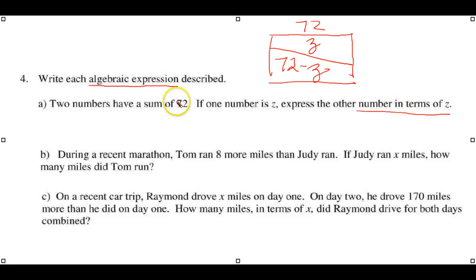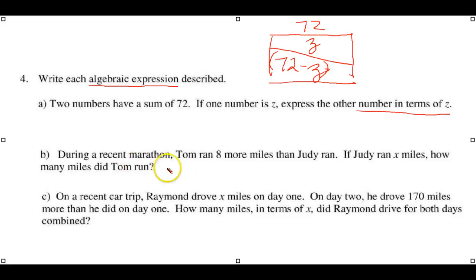So 2 numbers have the sum of this. If one number is Z, what's the other number? Well, this is the other number here. The total is 72. Part of it is Z. If you subtract Z from the total, that's the other number. So this is the algebraic way to express this.